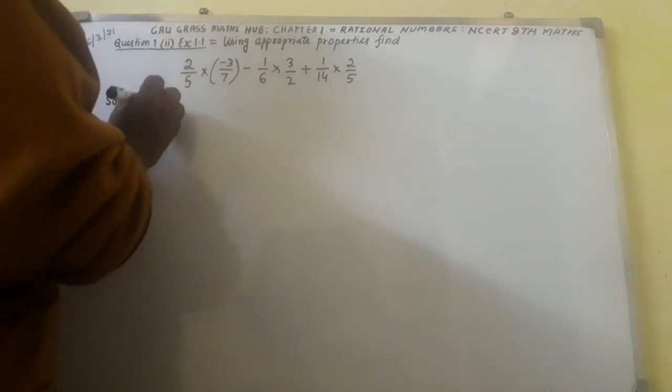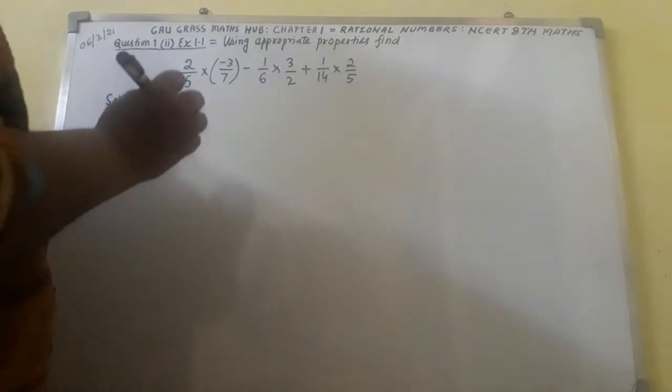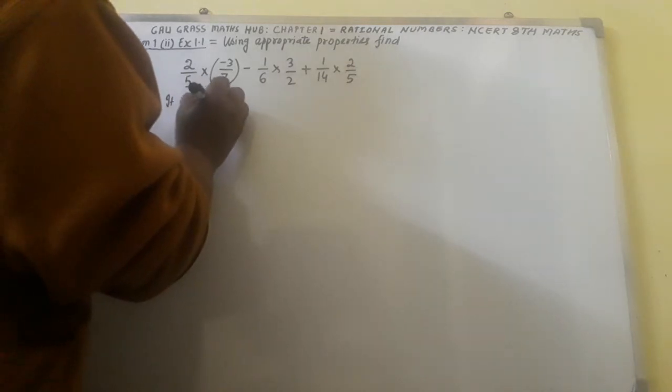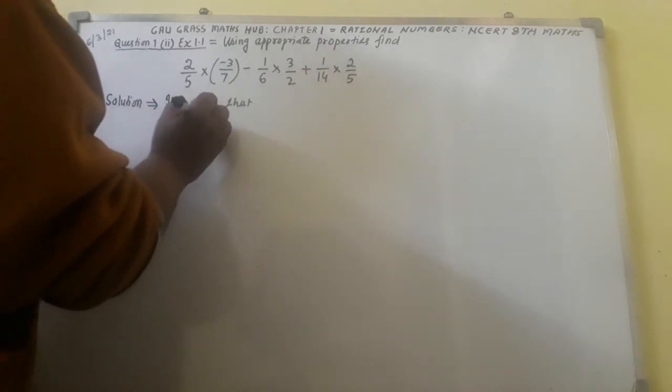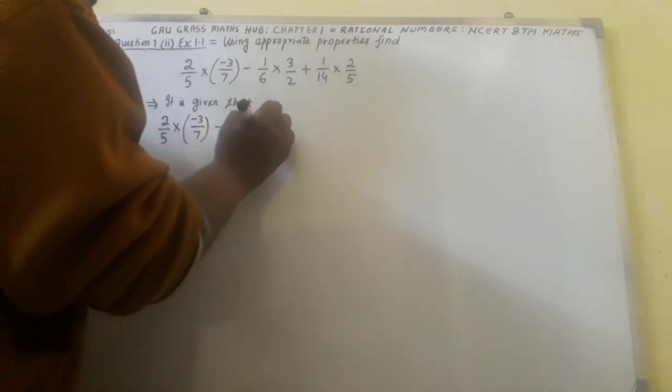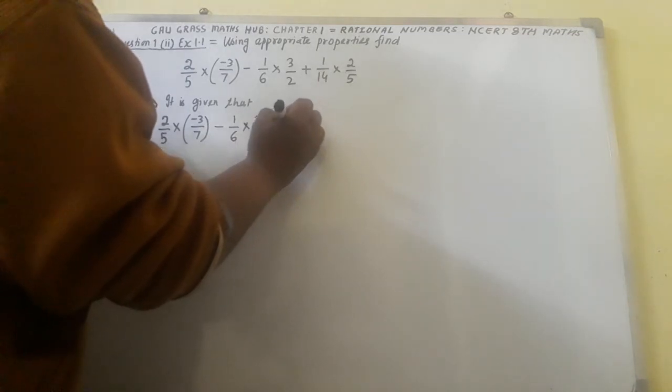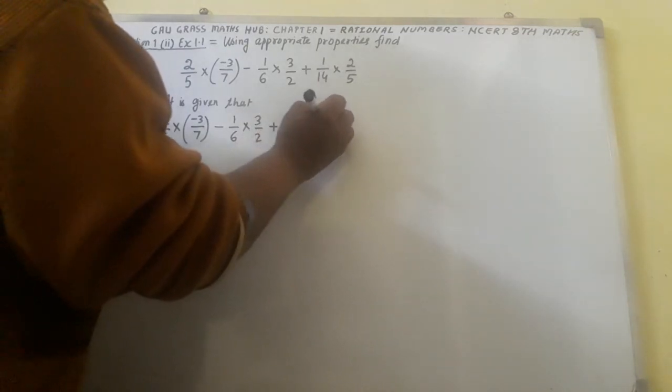Here I shall write the solution. It is given that 2 over 5 into (minus 3 over 7) minus 1 over 6 into 3 over 2 plus 1 over 14 into 2 over 5.